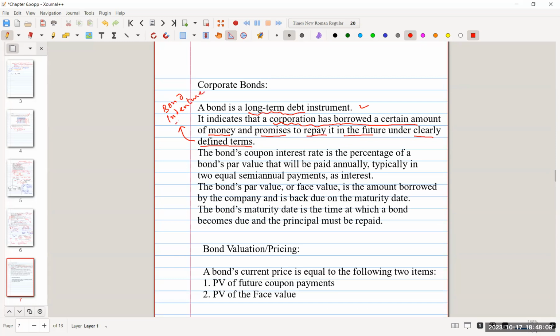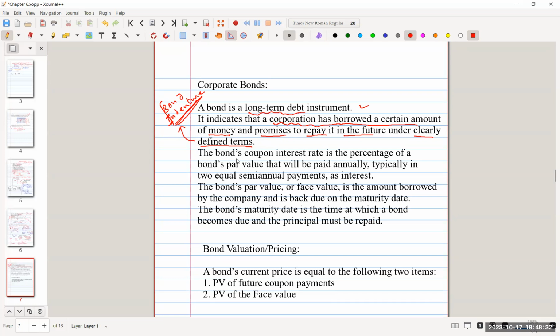So I'm not discussing the details of a bond indenture, but there's material in your textbook to read about bond indenture. Please do go through that. The terms and conditions which are applicable in this kind of agreement are specified in a bond indenture.